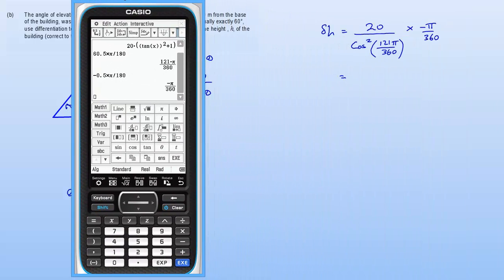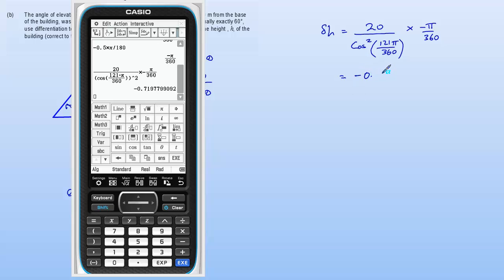So, need to calculate that. So I've got 20 over cosine of this angle and that needs to be squared, and then we're multiplying by negative pi over 360, and I'd really rather have this as a decimal this time, so that is going to be negative 0.72 meters, correct to 2 decimal places.